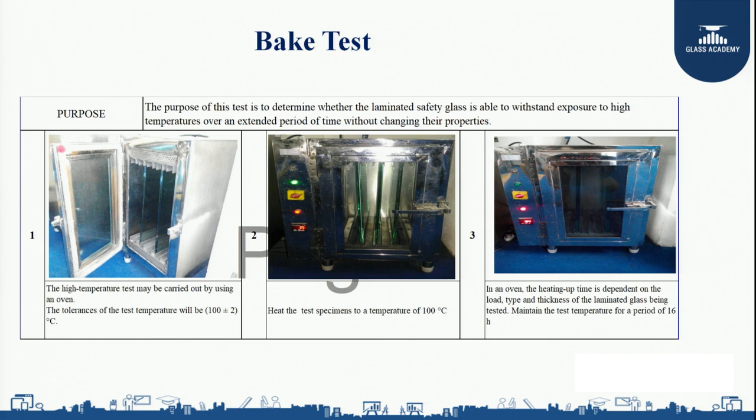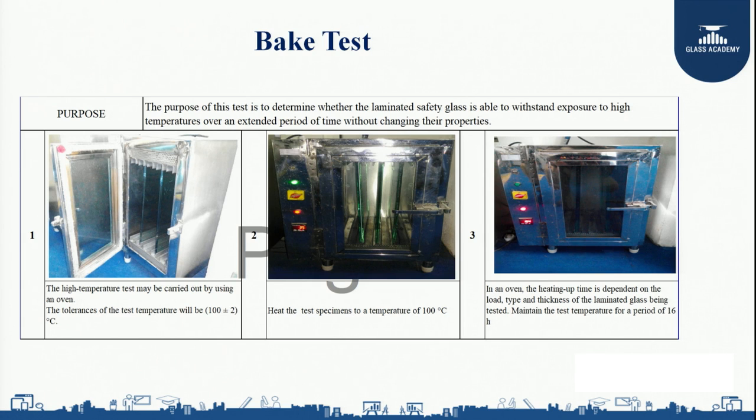If you see in the second photograph, heat the test specimen to a temperature of 100 degrees. We need to place it into a test oven and heat the glasses at 100 degrees centigrade for 16 hours. In an oven, the heating up time is dependent on the load, type and the thickness of the laminated glass being tested. Maintain the test temperature for a period of 16 hours.